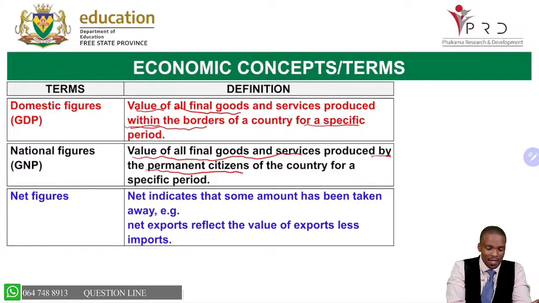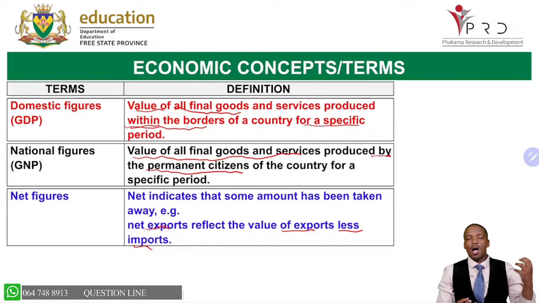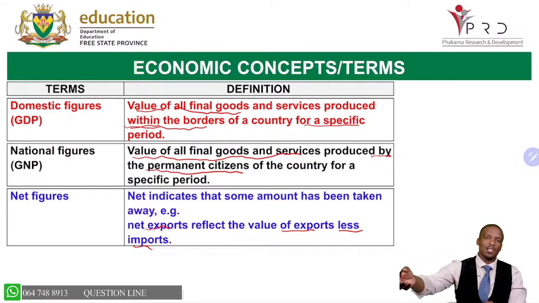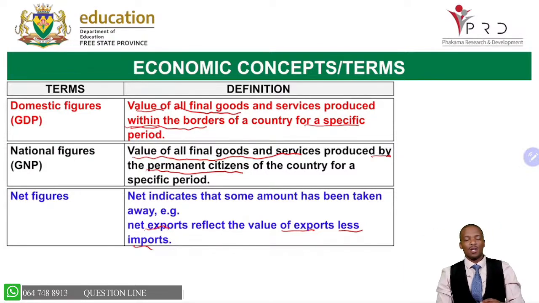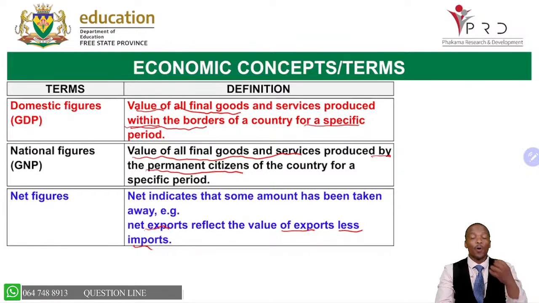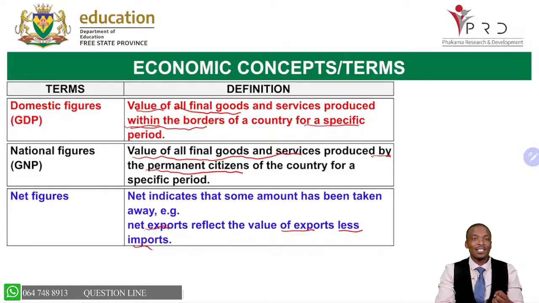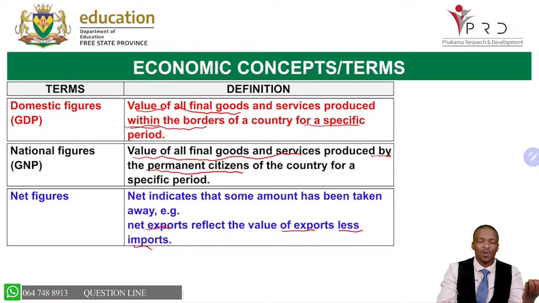Okay, then the net figures here indicate the amount that has been taken away. For example, the net exports will reflect the value of exports after you have less the what? The imports. Remember the current account is the balance of payments. We want to check how much of the exports are going out and the value that we are receiving, as well as how much of the imports are coming in and the value that goes out. The difference there will give us what we call the net figures. If it's negative, that tells us that there are more imports coming into the country, more money is going out. If it's positive, that tells us that there are more exports going out and fewer imports coming in. Those are the net figures there.